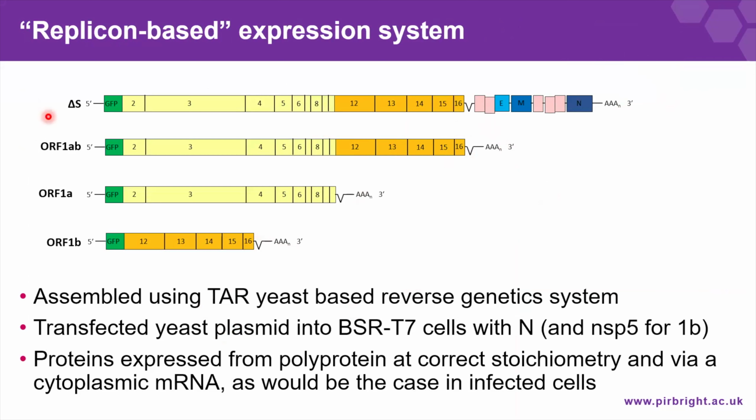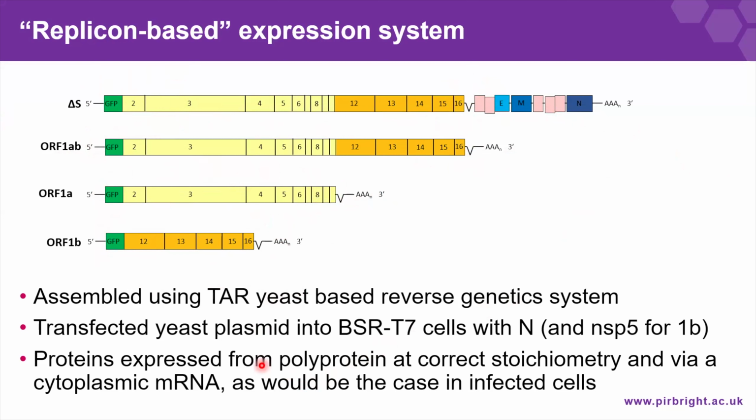So we've assembled the regions of the genome using the TAR yeast-based reverse genetic system, and each of these constructs are under the control of a T7 polymerase. We've put a GFP tag on the N-terminus of the polyprotein, so that's either NSP2 or NSP12, depending on the construct. So in our delta S, we've got the whole genome just lacking the S gene. We've then removed all of the structural and accessory genes, and we're left with just the complete replicase ORF1AB. In our next construct, we've isolated just ORF1A, so the cofactors and transmembrane proteins. And in the final construct, we've got just the enzymes, so ORF1B.